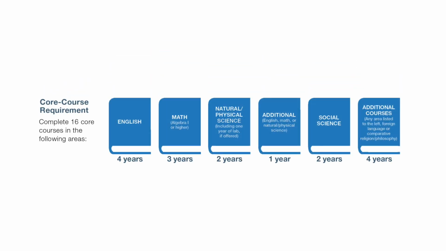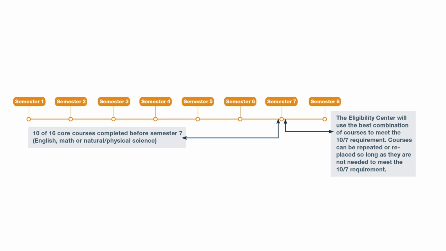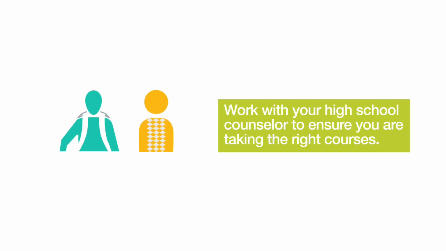In order to qualify academically, you'll also need to complete 16 core courses in the subject areas shown here. 10 of those 16 core courses must be completed prior to your 7th semester of high school, with 7 of those courses in English, math, or science. So planning your classes early in your high school career is important. Work with your high school counselor to ensure you are taking the right courses.